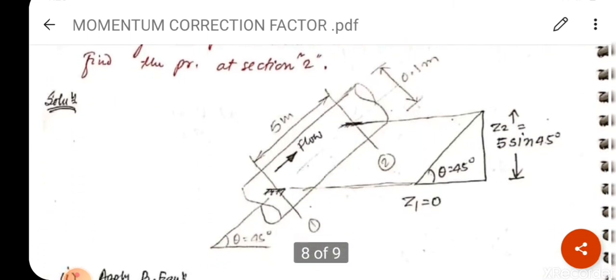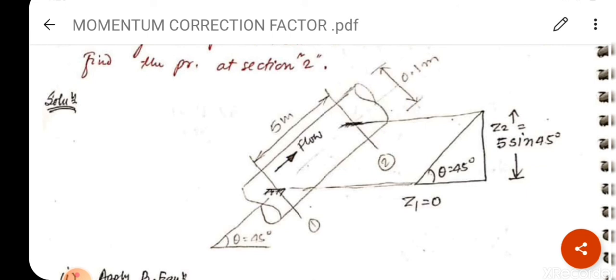This is the diagram again which I have already solved in the last question. This is the inclined pipe. Flow is flowing in upward direction. Here I have shown theta in this case is 35 degree. Length of the pipe is 5 meter, which I am considering here. Diameter is 0.1 meter, that is the pipe diameter.